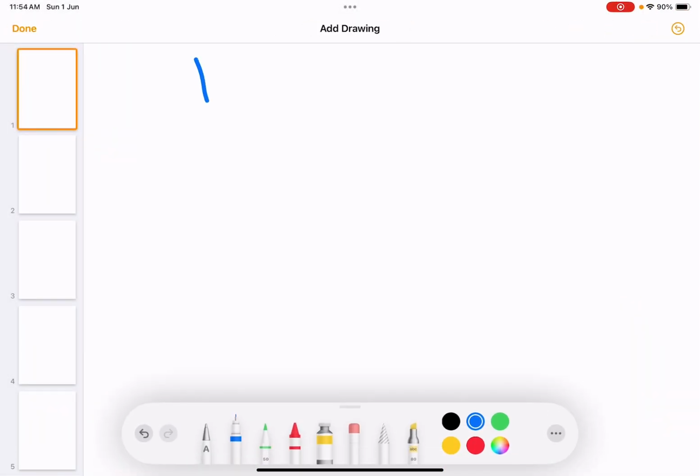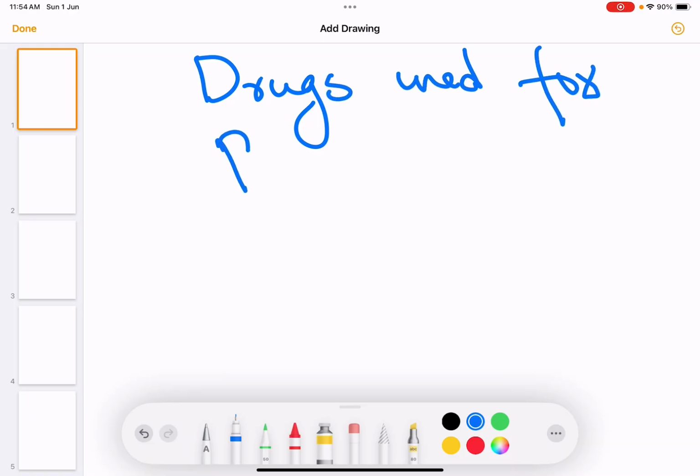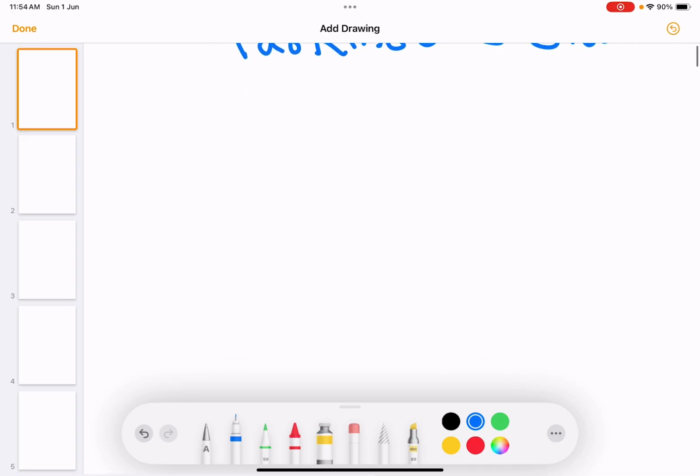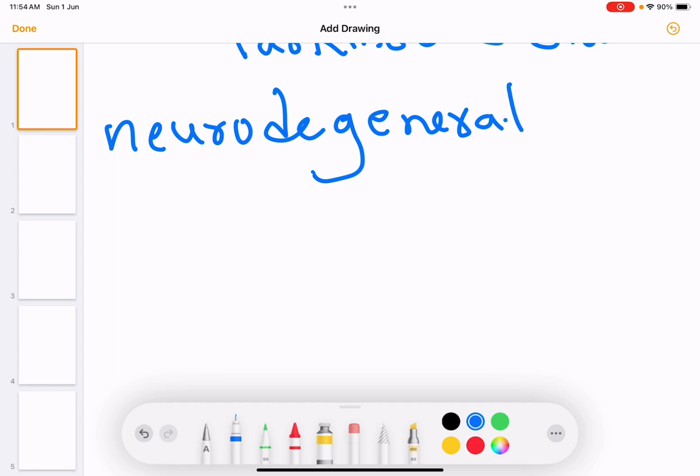So today we will be discussing drugs used for Parkinson's disease. We will mainly discuss the pharmacology of Parkinson's disease, but I will also tell you in brief about clinical features and pathogenesis. So what is Parkinson's disease? It is a neurodegenerative disorder. It is an extrapyramidal motor disorder.